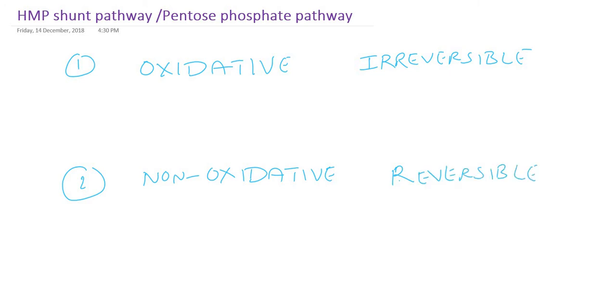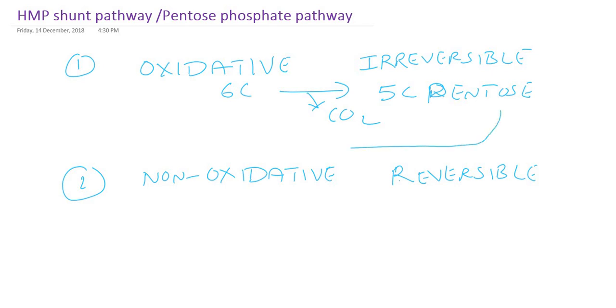In the oxidative pathway, 6-carbon glucose will be converted to 5-carbon pentose, liberating carbon dioxide. In the non-oxidative pathway, these pentoses rearrange and can be converted back to 6-carbon glucose 6-phosphate.